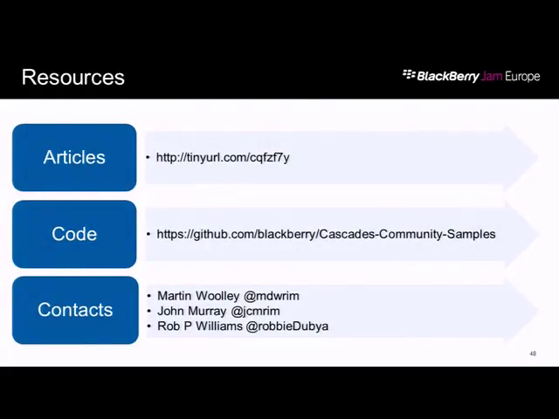Again, a set of resources. We write a lot of articles and publish them. You'll find the index for that at the tiny URL up there. All the articles that we write and the sample code that we write are all available on GitHub under the Cascades Community Samples. I would use that as a good starting point. If you've got an idea for an application, use this resource. We've spent probably a year or so going through and discovering.